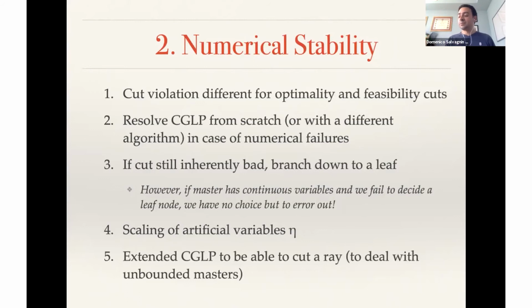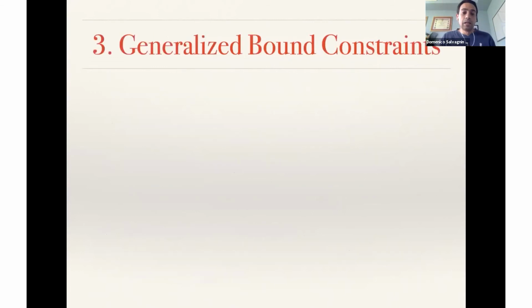Finally, we extended the cut generating LP to be able to cut a ray, not just a point. This is a small extension to the cut generating LP logic, and it is needed because in our generic implementation, it did happen that sometimes masters were unbounded, in particular at the beginning of the solving process. And again, it is a small thing that we did not find anywhere else. So it is yet another small contribution to this effort.